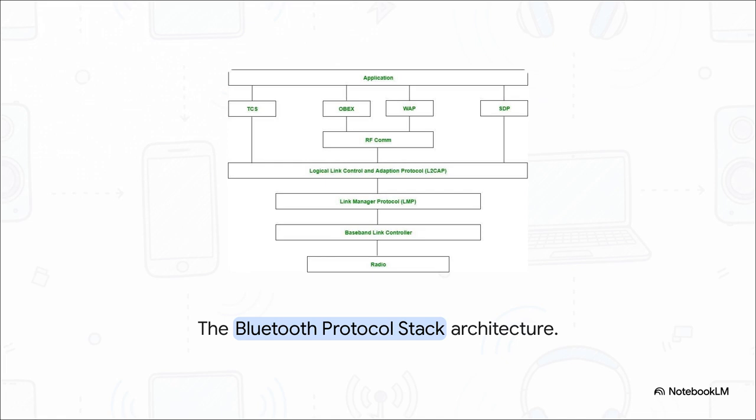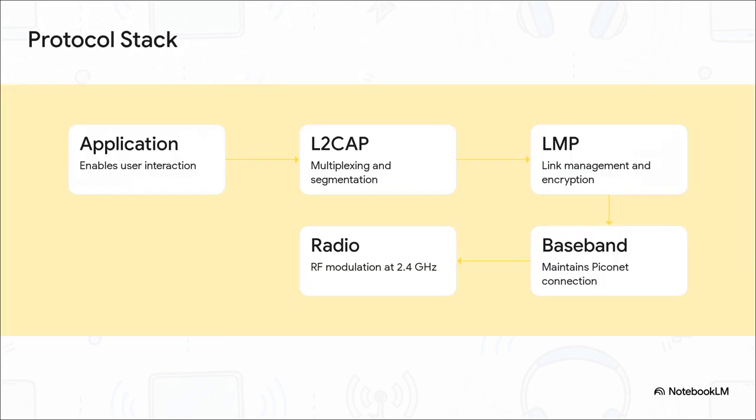So when you use an app at the top level, your request filters down through various protocols. For instance, you might use SDP, the Service Discovery Protocol, just to figure out what the device on the other end is actually capable of. Or maybe OBEX, the Object Exchange Protocol, to transfer a file. But all these upper-layer protocols eventually need a way to travel all the way down to the physical hardware. So here's how that data cascades downward.